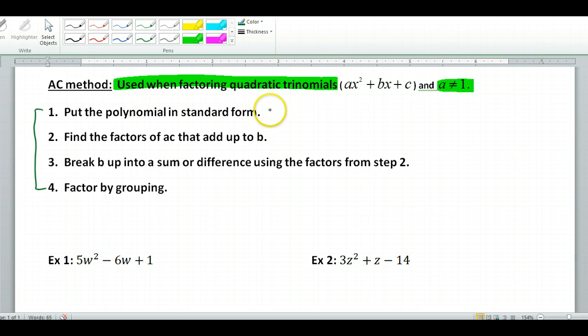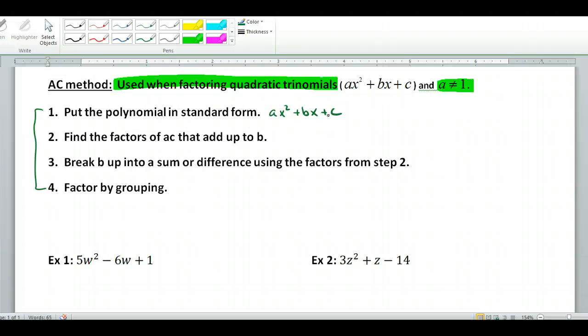The first step is to put the polynomial in standard form. So you want it in descending order by degree. We'll learn later that the first step truly is to factor out the greatest common factor, but in this case we're just going to start simple.